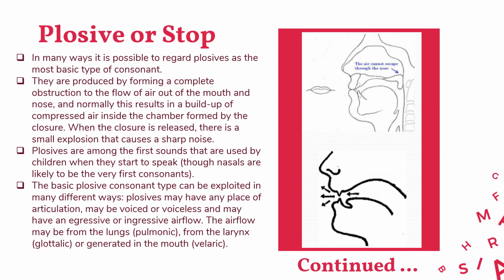Plosives are among the first sounds that are used by children when they start to speak, though nasals are likely to be the very first consonants. The basic plosive consonant type can be exploited in many different ways. Plosives may have any place of articulation, may be voiced or voiceless, and may have an egressive or ingressive airflow. The airflow may be from the lungs, from the larynx, or generated in the mouth.